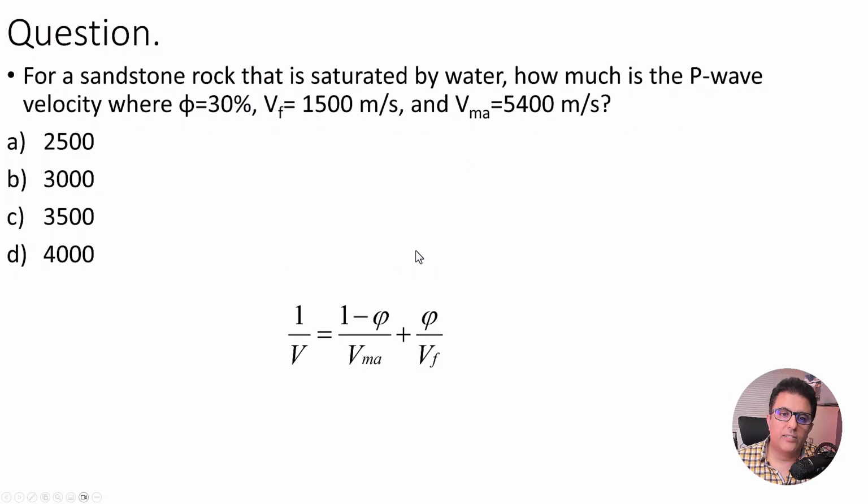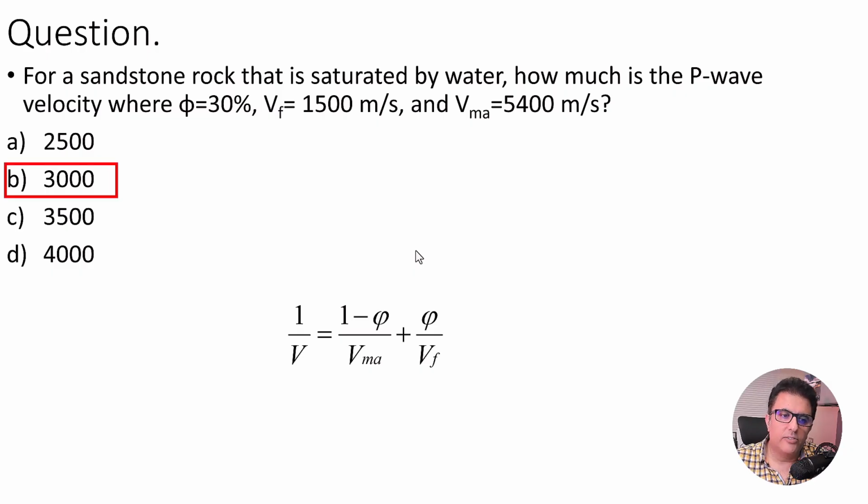Now assume that we have sandstone, and for sandstone the matrix velocity is 5,400 meters per second, and assume that the fluid is water with a velocity of 1,500 meters per second, and assume that the porosity is 30%. So if we have that, how much is the average P-wave velocity in that rock?